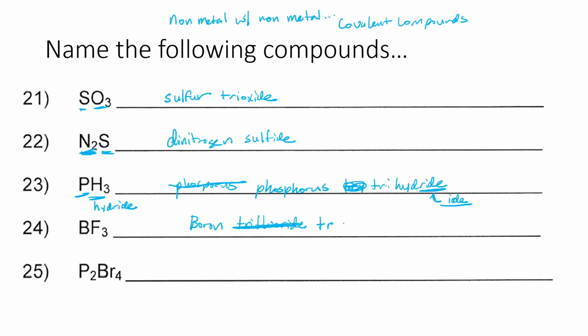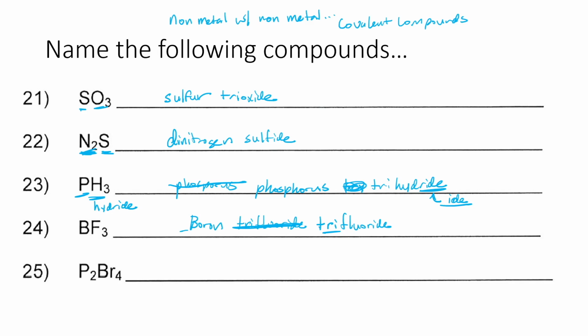Let me just write that one out again. Yeah, I think that's right actually. I was wondering why I was having such a hard time spelling fluoride, but that's okay. So there are 3 fluorines right there, so it's tri. Only 1 boron, so no number needed there. You only need a number there if it's bigger than 1. So that's your answer, boron trifluoride.